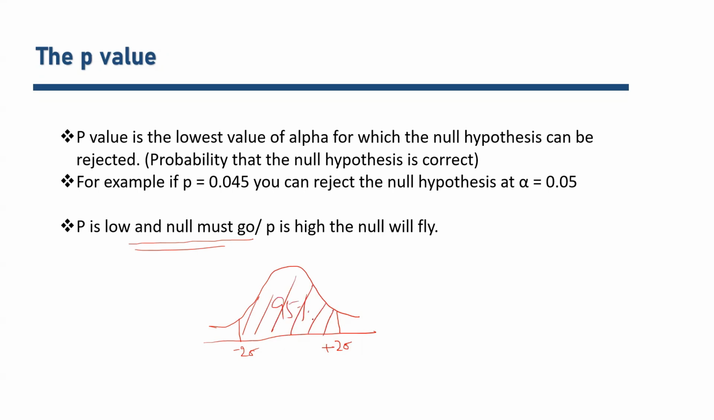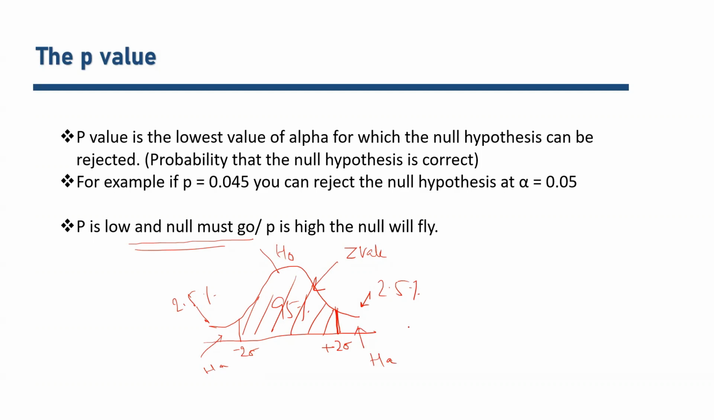This is your 95%. Then this is going to be your 2.5%, and this is going to be your 2.5%. We all understand that. Now, if you say 0.05, it means that if your z value comes somewhere around here, you will accept the null hypothesis. So this region is for the null hypothesis, and these two regions are for the alternate hypothesis.